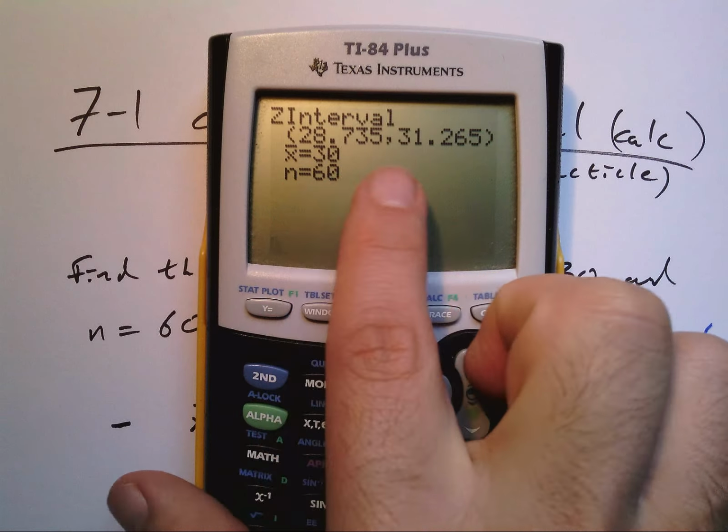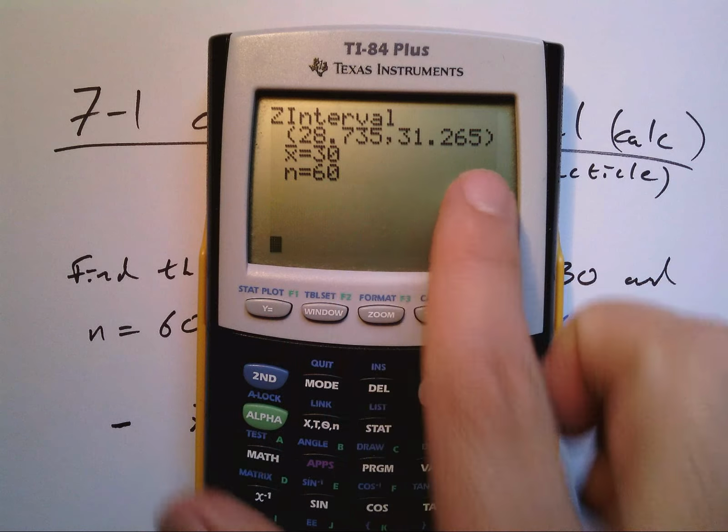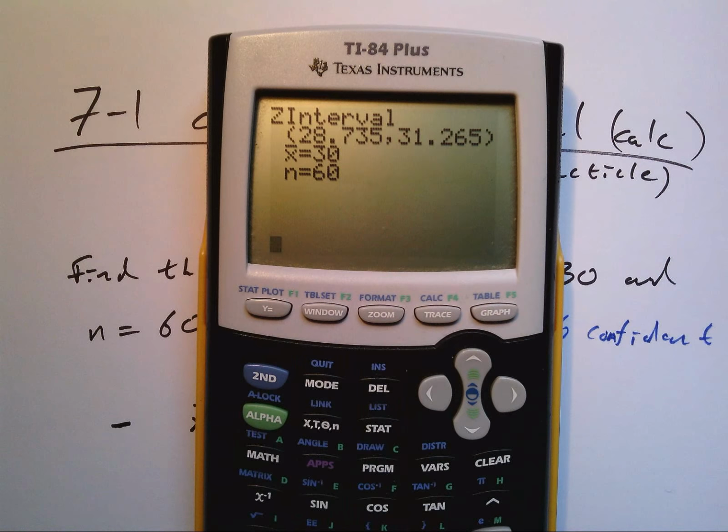28.735 to 31.265. Now, it's very important when you answer these questions that you use sentences, although that's not what the computer is going to ask you very often. But I would answer this: we are 95% confident that the true mean of the population lies between 28.735 and 31.265.